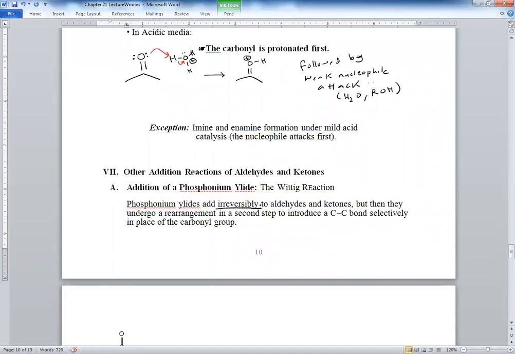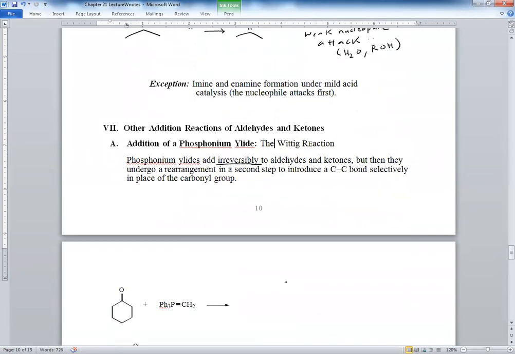irreversibly to aldehydes and ketones, but then they undergo a rearrangement in a second step to introduce a C=C bond selectively in place of a carbonyl. Basically, what you're doing here is you're making an alkene. You're making an alkene out of a carbonyl.